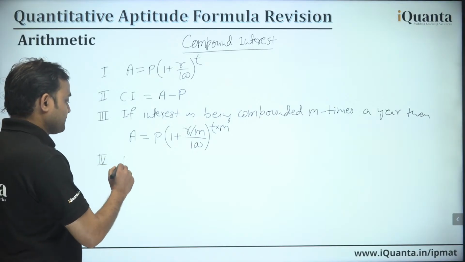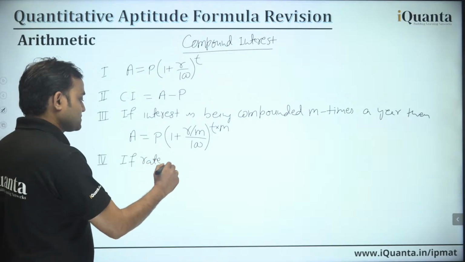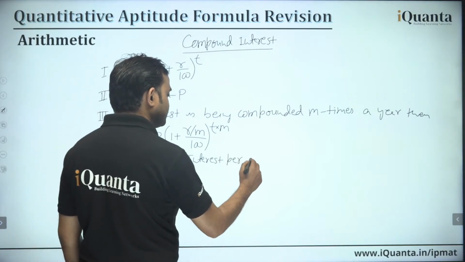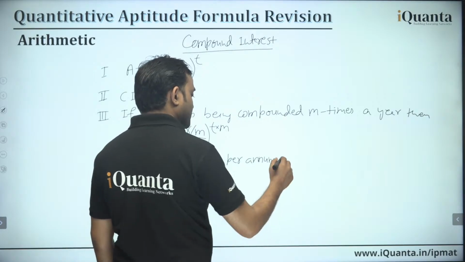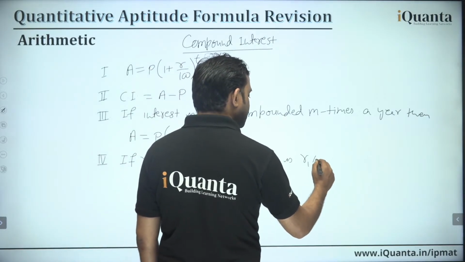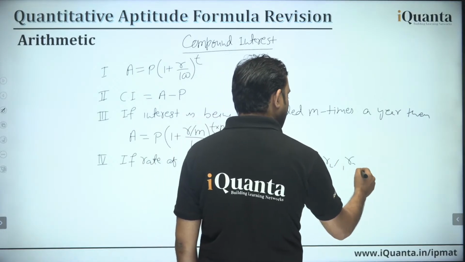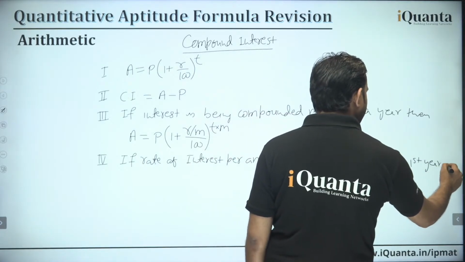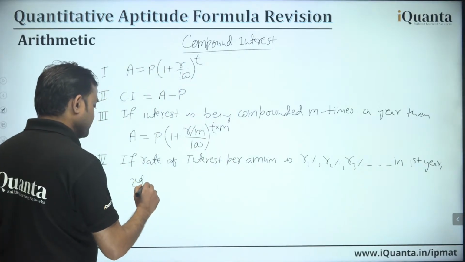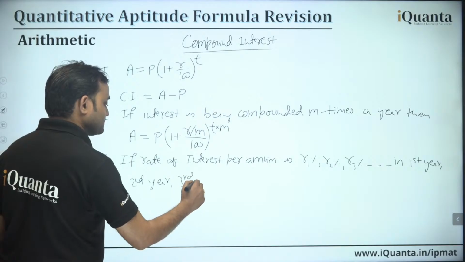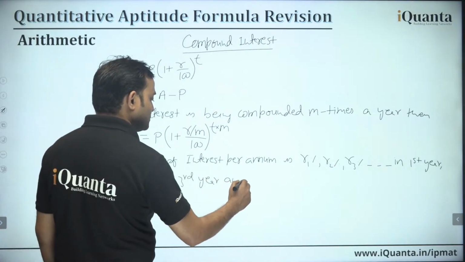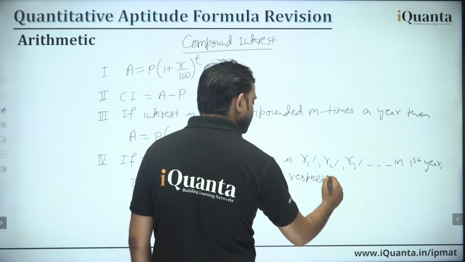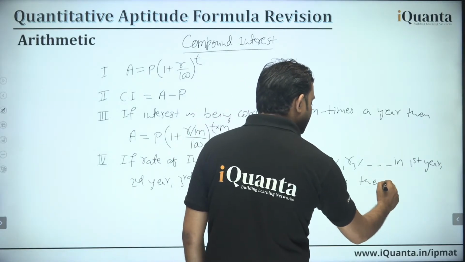Then the fourth one, if rate of interest per annum is R1%, R2%, R3%, and so on in first year, second year, third year, and so on respectively, then we can say that what will be the total amount?